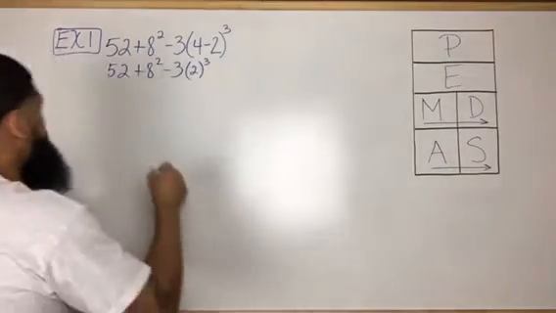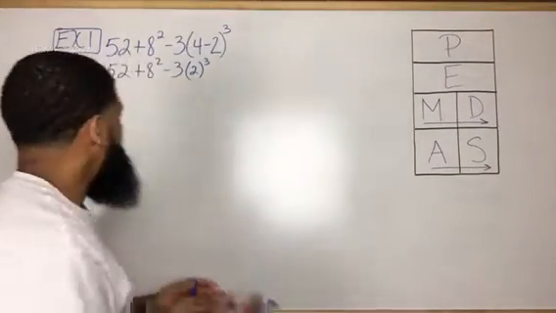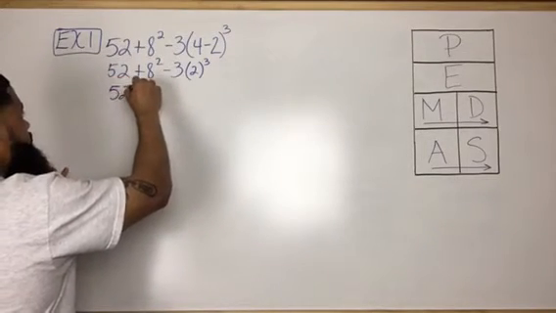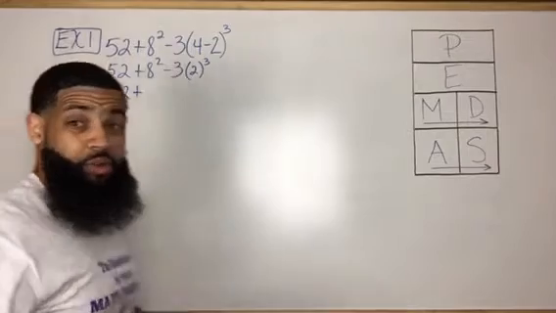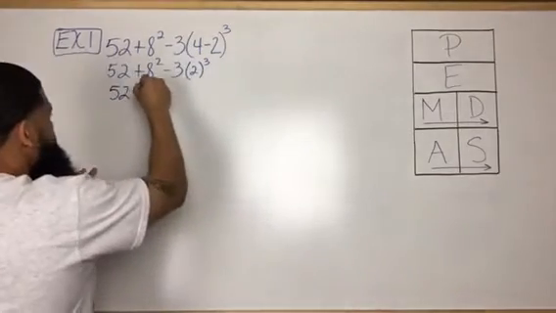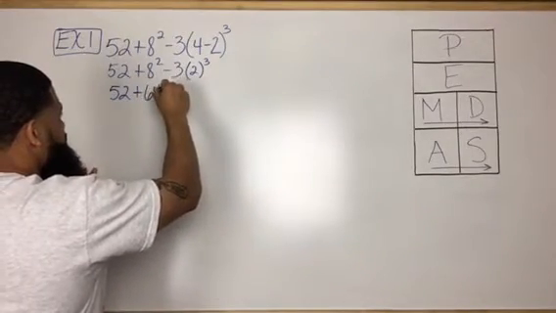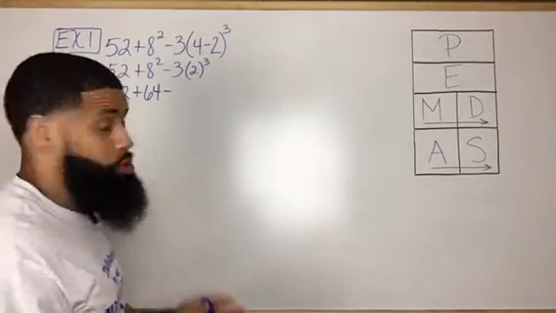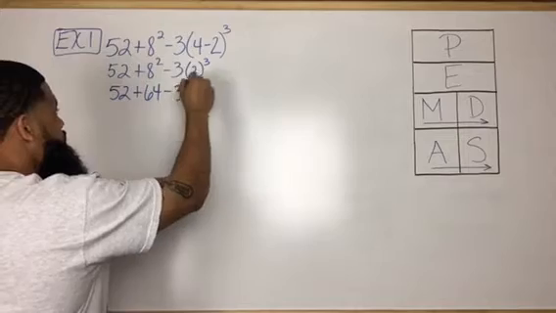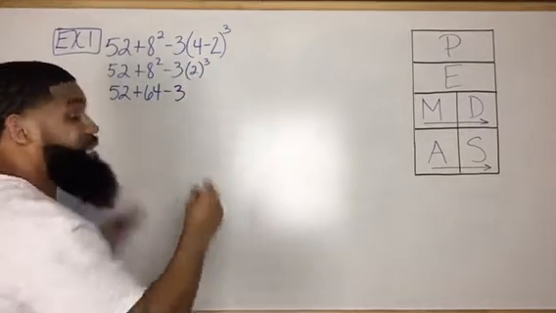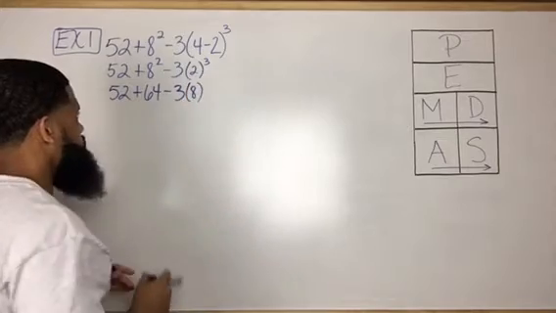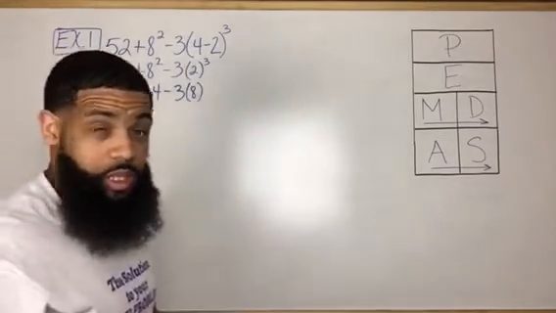Now exponents, and we want to be very careful. So I'm going to bring that 52 down, plus 8 to the second power is 8 times 8, so that's actually going to be 64, minus 3 times, notice the exponent is on the 2, so we need to keep the 3, and then 2 to the third power is 8. So notice I did both exponents in this case.